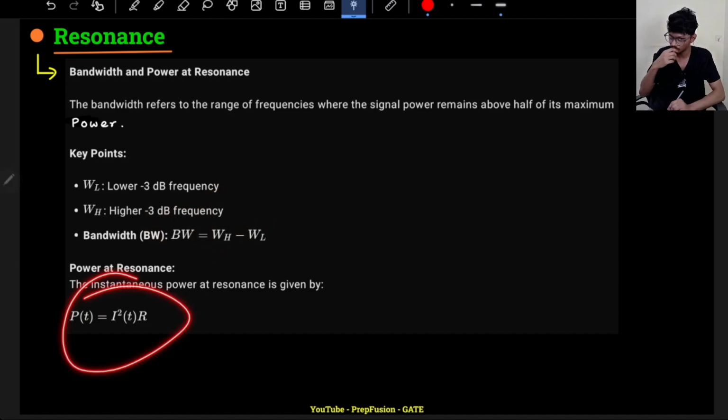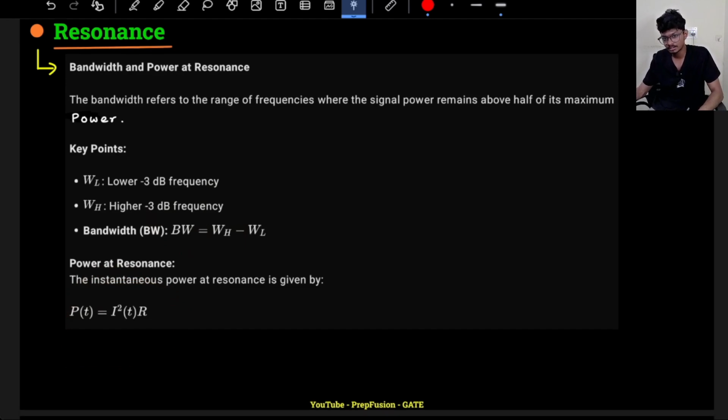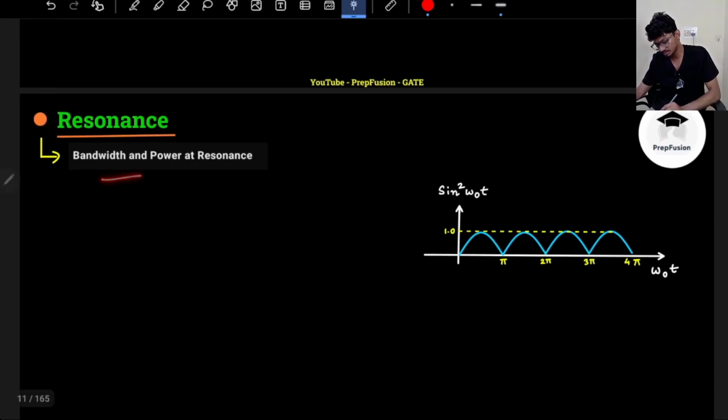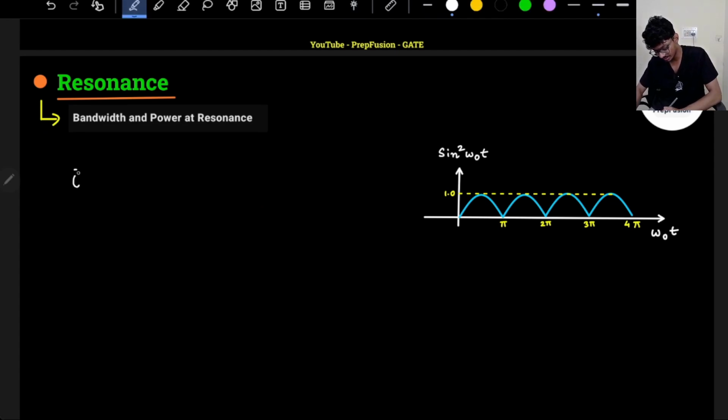Power, I hope you know, because we have learned power, is simply I square R. So in resonance, what is happening? What is the power at resonance? Bandwidth I will discuss later. In resonance, it is a purely resistive circuit. So if it is a purely resistive circuit, what is my i of t?